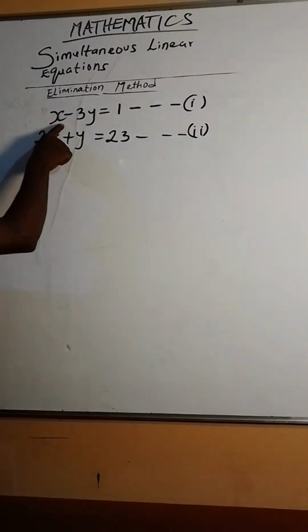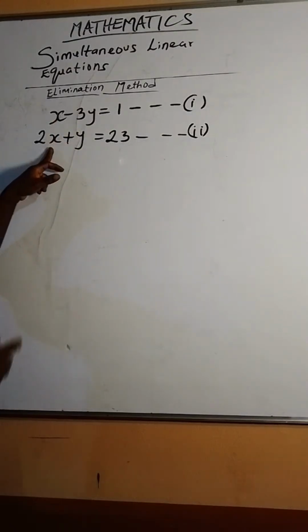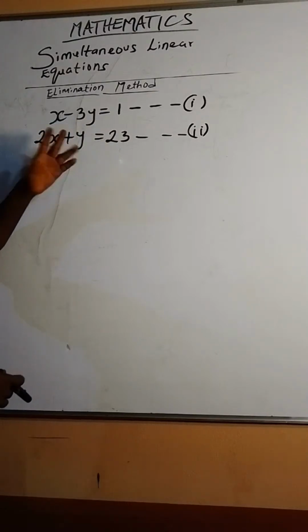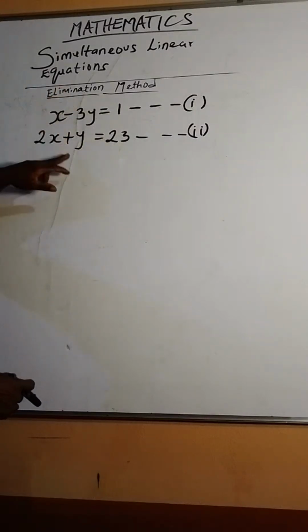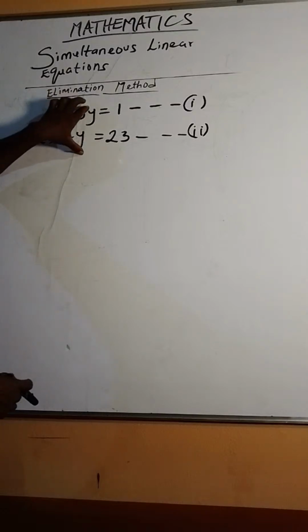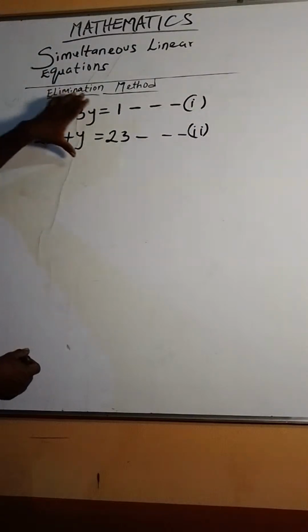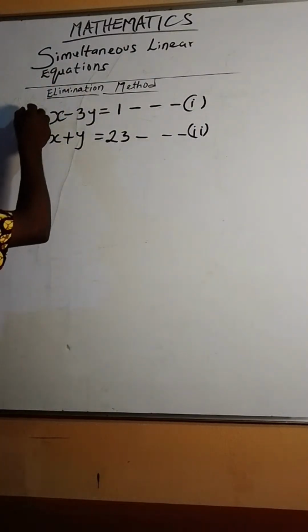So now we can see here that the coefficients of x are not equal and the coefficients of y are also not equal. So what are we going to do? Don't worry, we are going to equate the coefficient of any one of them. Right? So let's equate the coefficient for y. You may choose x, but I think we should go for y, just for the purpose of this class.